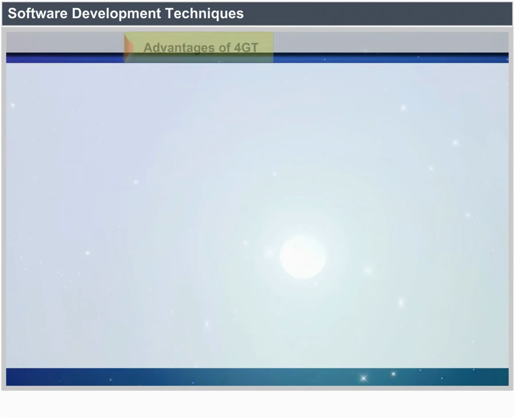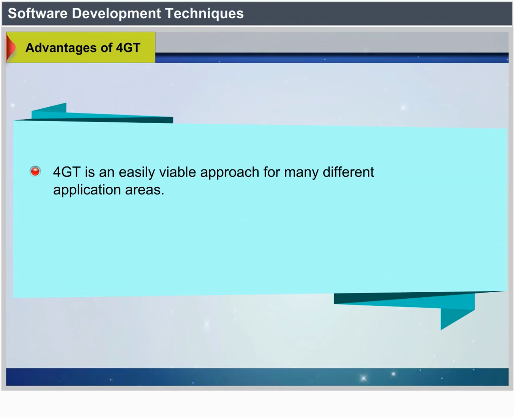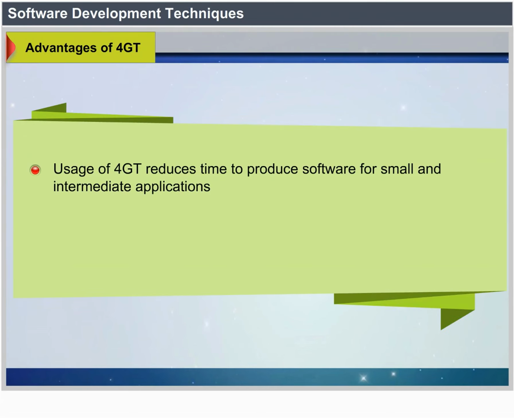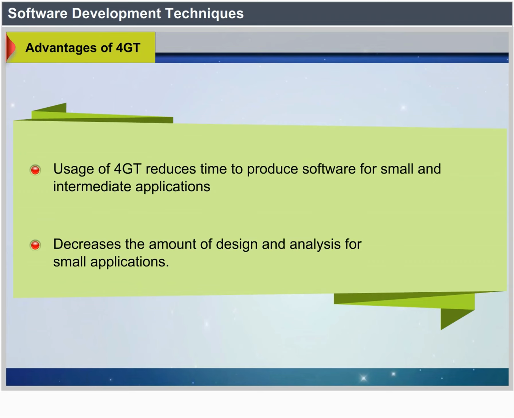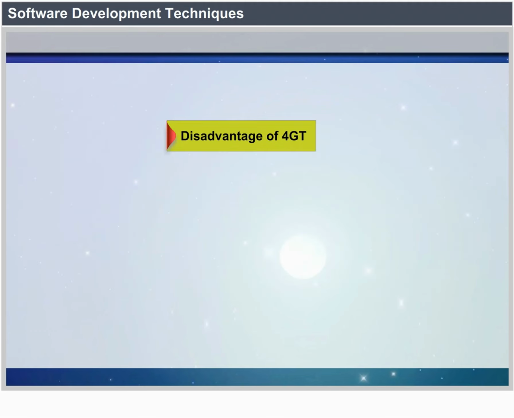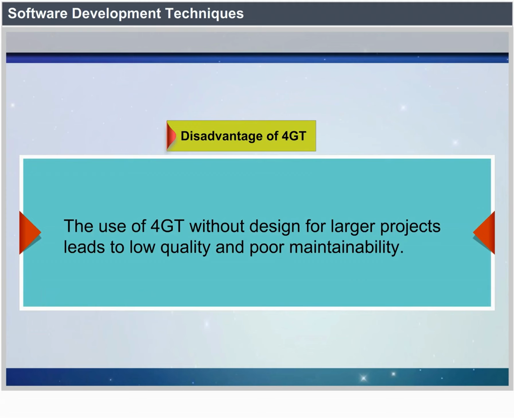Advantages of 4GT. 4GT is a viable approach for many different application areas. 4GT offers a credible solution to many software problems. Use of 4GT reduces the time to produce software for small and intermediate applications. It also reduces the amount of design and analysis for small applications. Drawbacks of 4GT. The use of 4GT without design for larger projects leads to less quality and poor maintainability.